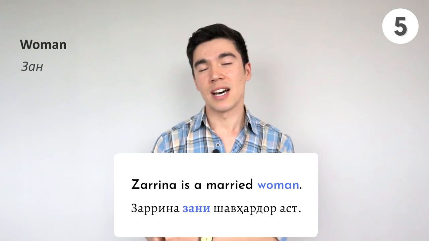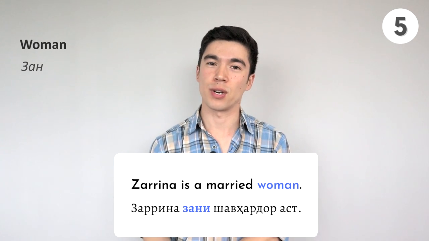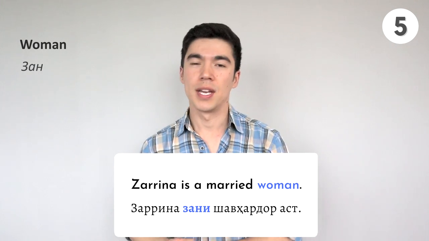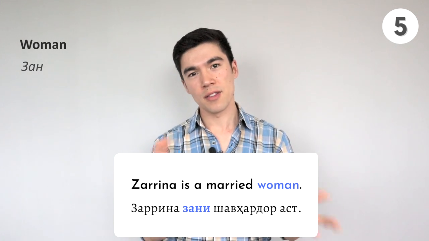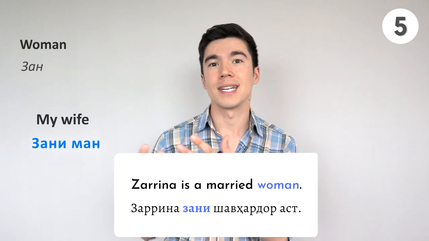Woman. Zan. So, Zarina is a married woman. Zarina zani shavhardor ast. And zan has another meaning as well. A wife. So, my wife will be Zani man.